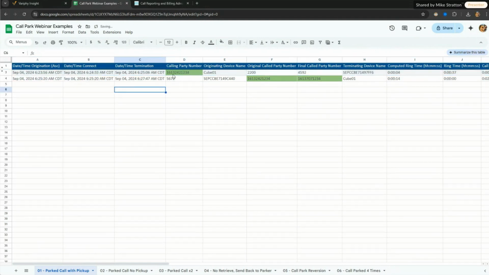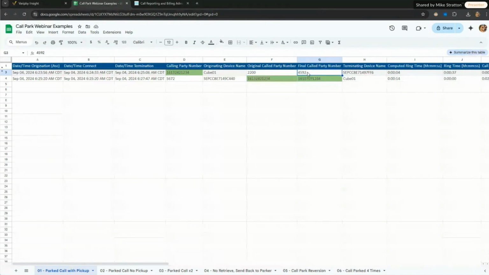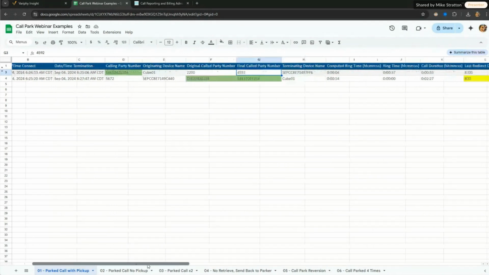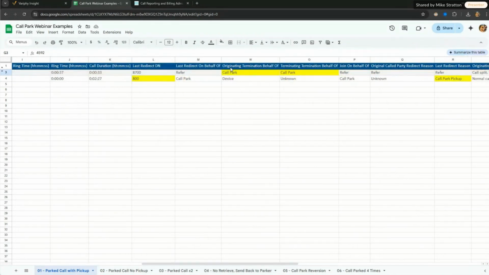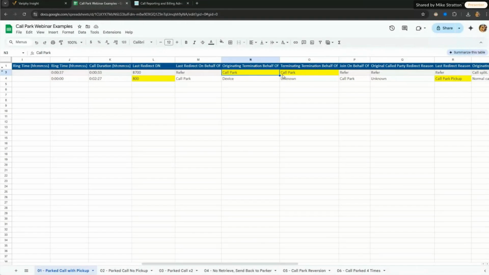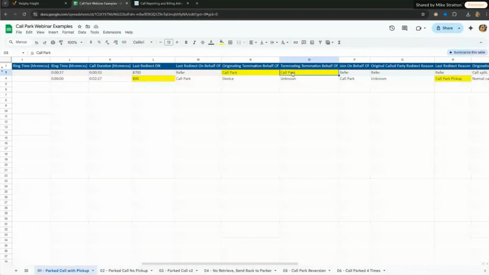So what happens when a call is parked, and this is what you'll see in the data, is the calling party, the external caller, is calling in. In this case, I believe they hit a hunt group, which is 2200, and they're talking to this extension right here. This is a normal call. Whether or not the person is parked, this is what we see anytime a call goes into a hunt group. The way that we know a call is parked is based on the originating termination on behalf of and the terminating termination on behalf of fields. Both of these will be set to call park. What this means is this record ends, or terminates, when the call is parked.